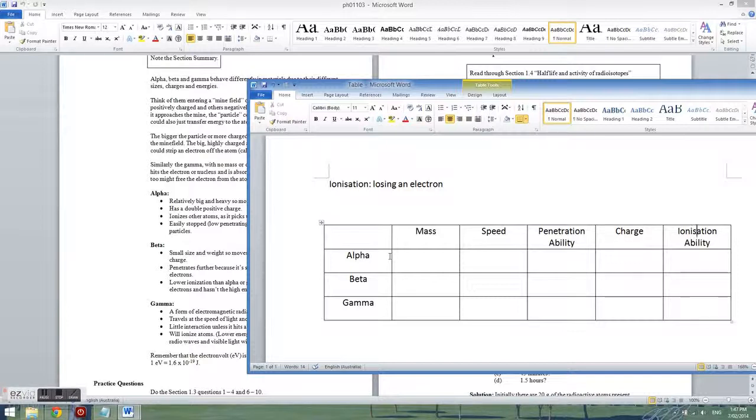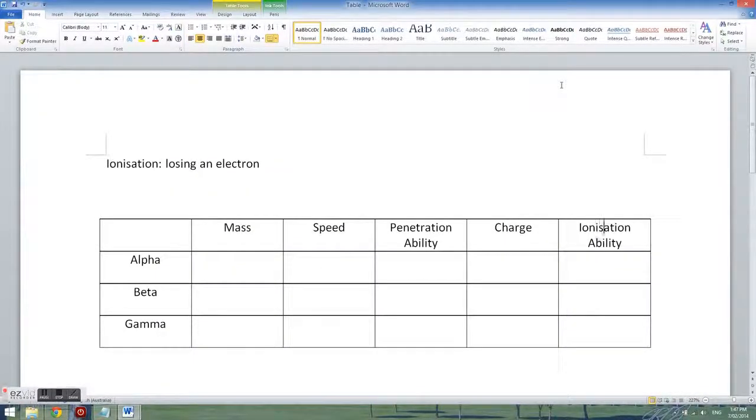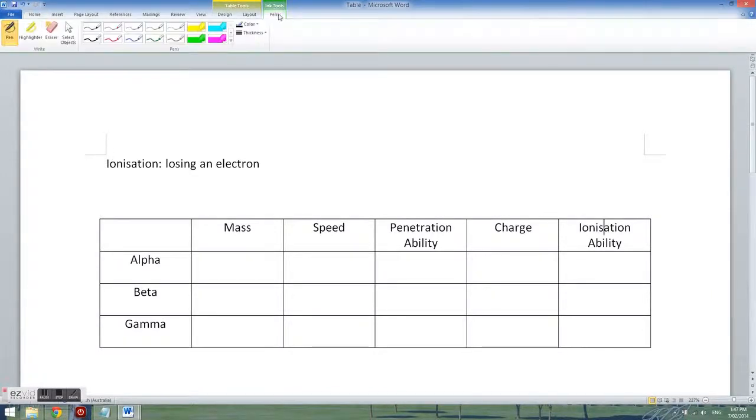Now, to start with, let's start with writing down the symbols of alpha. You should remember that. So I have 2 and this is 4. This is the symbol for alpha particle. For beta, it looks like that, with -1 down the bottom.